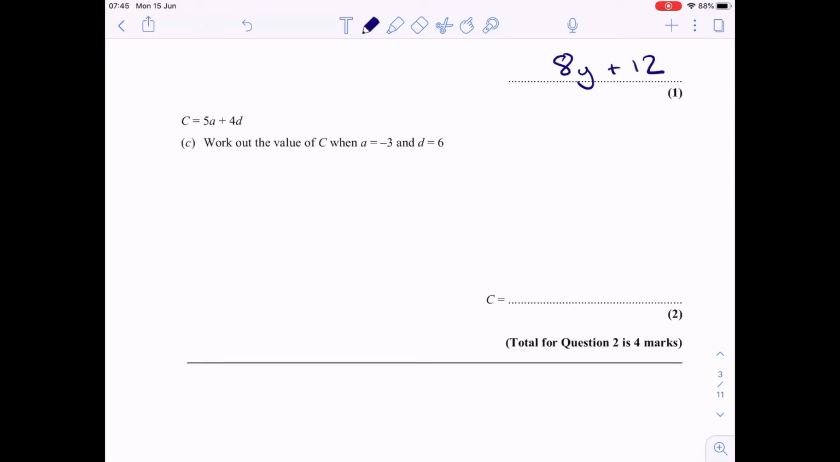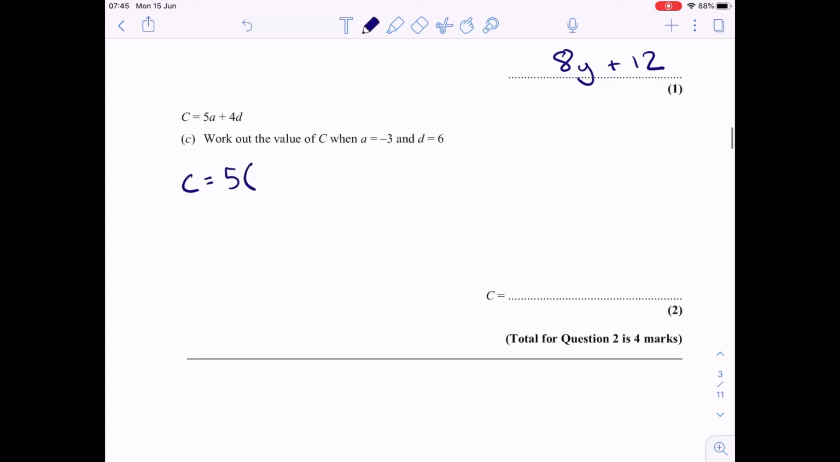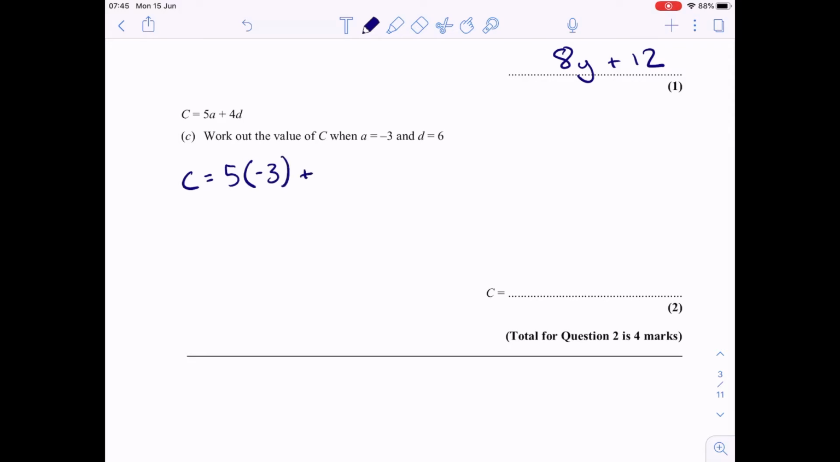Okay, and part C, we want to work out the value of C when A is minus 3 and D is 6. So capital C is going to be 5 times, and if I use brackets here, (minus 3 add 4), and then brackets again, times 6. Now you can either type this in on your calculator or you can work it out manually. 5 times minus 3 is minus 15. And 4 times 6 is 24. Either way, if you do this, we should end up with 9. Okay, so C is 9.